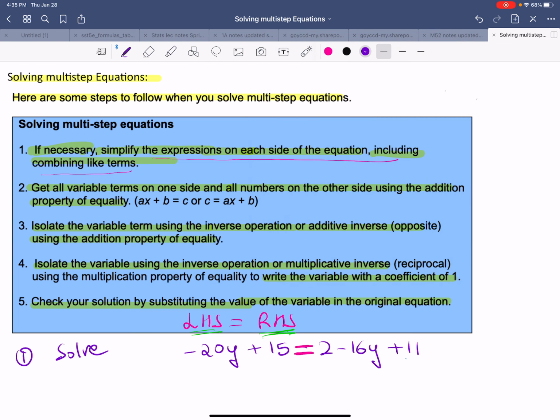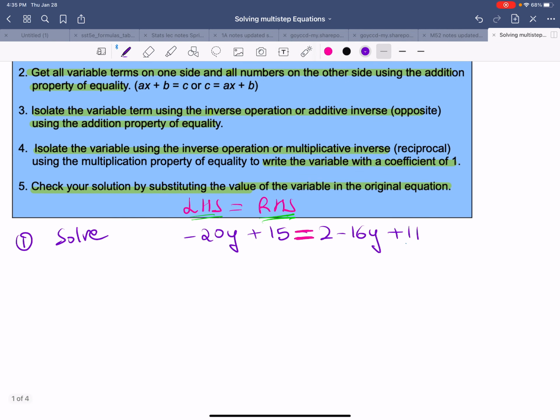Okay, let's check out the first example. Negative 20y plus 15 equals 2 take away 16y plus 11. Very important to keep in mind, you have an equal sign in the middle, so we are working with two separate sides. Okay, it's an equality. That means the left-hand side and right-hand side are equal to each other. So whatever we do to one side, we must do to the other side as well.